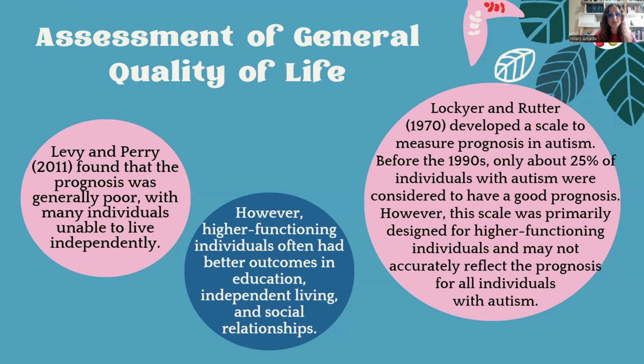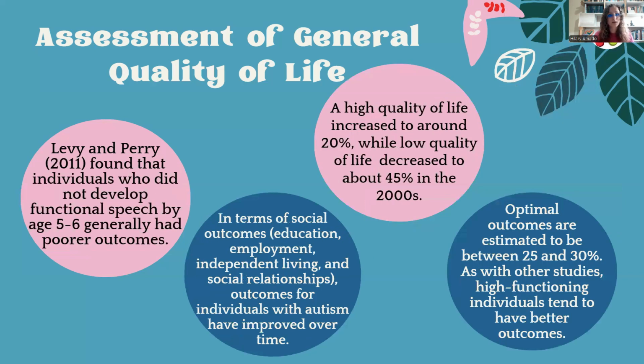Lockyer and Rutter developed a scale to measure prognosis in autism. Before 1990, only about 25% of individuals with autism were considered to have a good prognosis. However, this scale was primarily designed for higher functioning individuals and may not accurately reflect the prognosis for all individuals with autism. Levi and Perry also found that individuals who did not develop functional speech by the age of 5 or 6 generally had poorer outcomes.